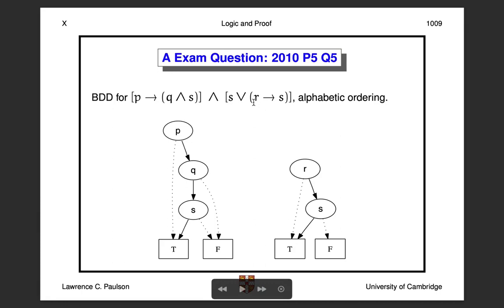If R is false, this will come out true by the truth tables for implies, so the whole thing will be true. So if R is false, it goes to true. If R is true, then the whole thing collapses to S. So those are the two operands written out.